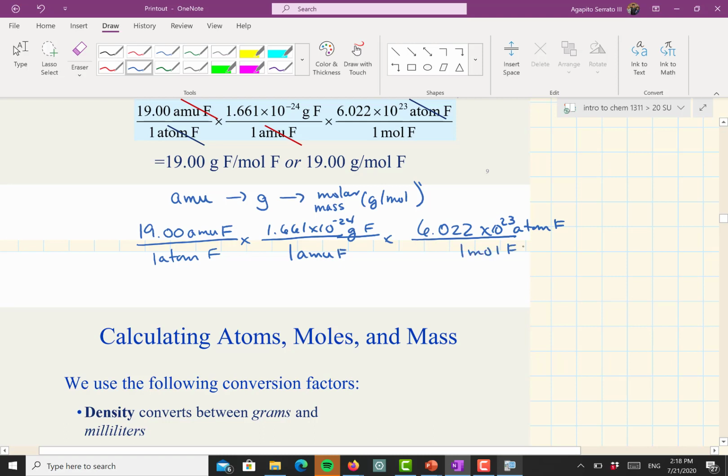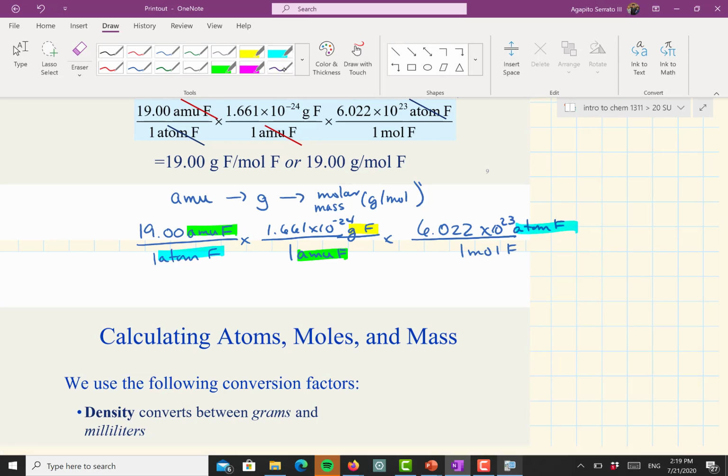So remember, measurements have a number and a unit. The units, we can treat them exactly as our numbers when we do addition or subtraction, multiplication and division. All right. So here are a couple of things to keep in mind. Here we have AMUs of fluorine, AMUs of fluorine. Here we have grams of fluorine, and over here we have atoms of fluorine and atoms of fluorine.